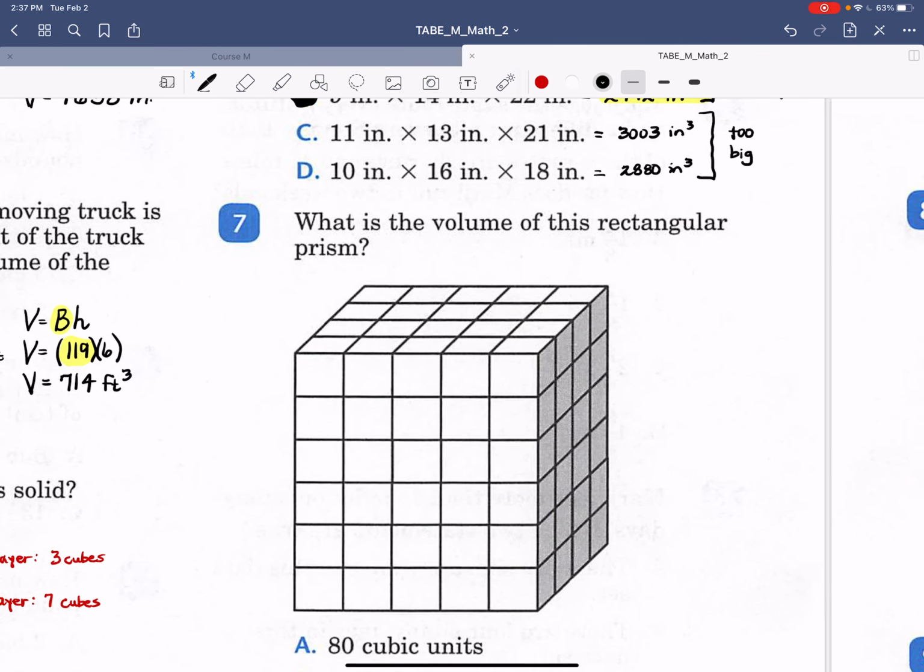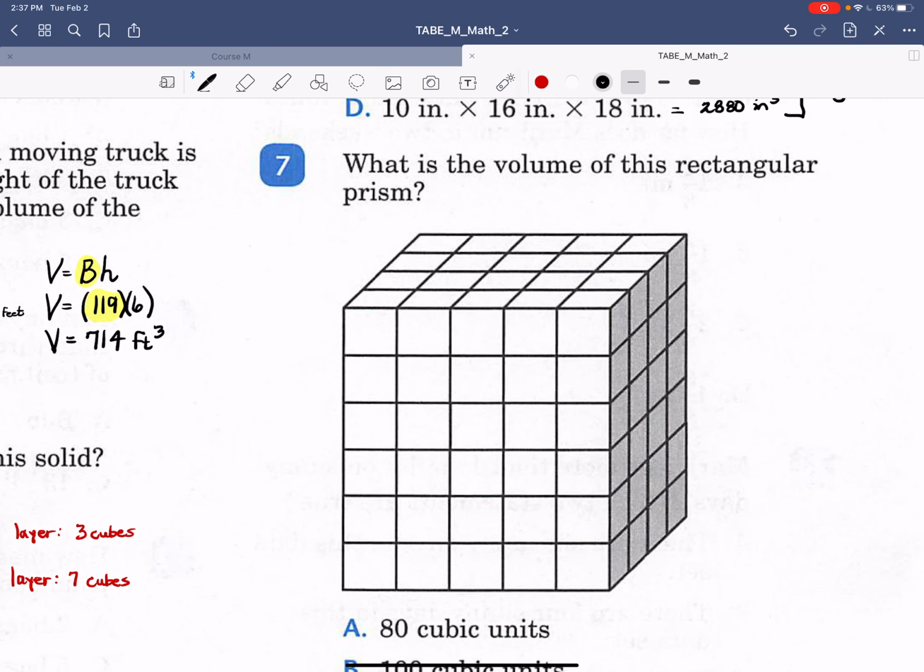Number 7, what is the volume of this rectangular prism? And volume is length times width times height. So let's count. We've got the box in front of us. Let's figure it out here. So I'm going to get length first. Let me put my parentheses in there for the setup. Length is this way. So how many boxes this way? There are 5 cubes this way. So length is 5.